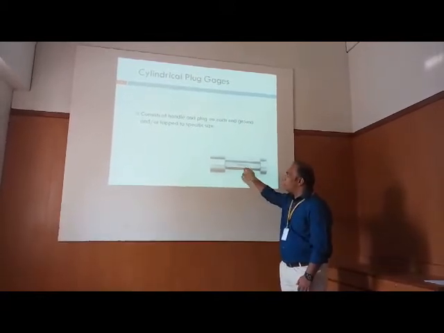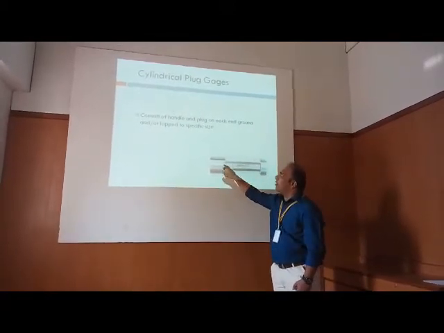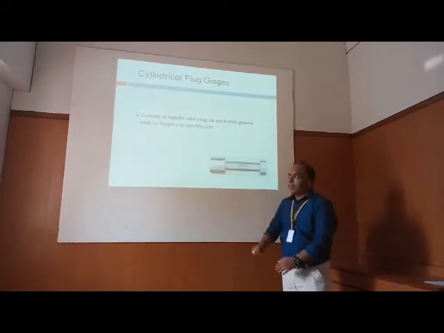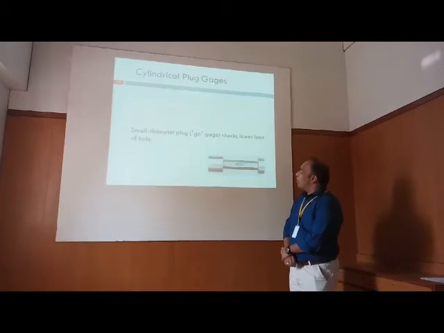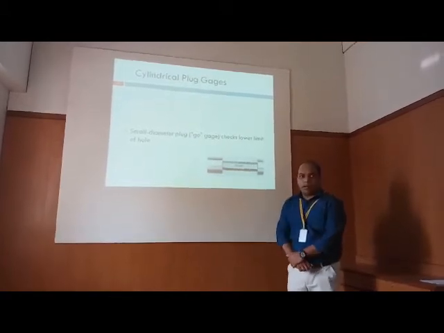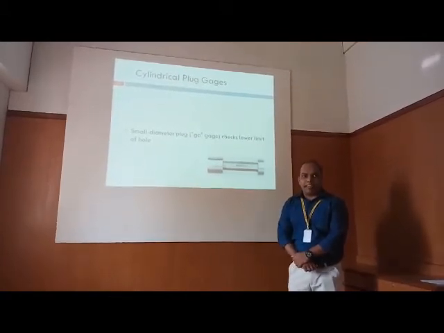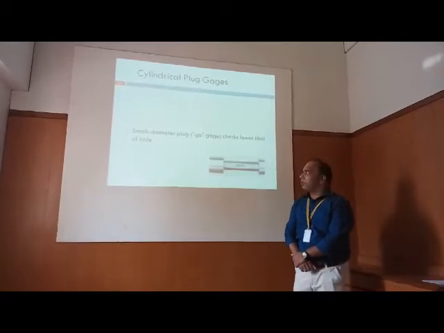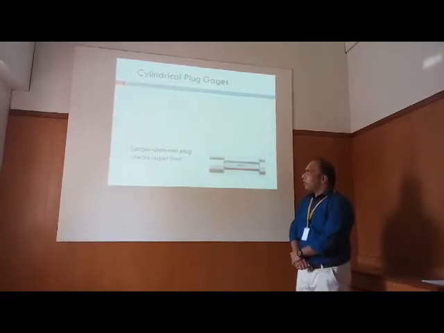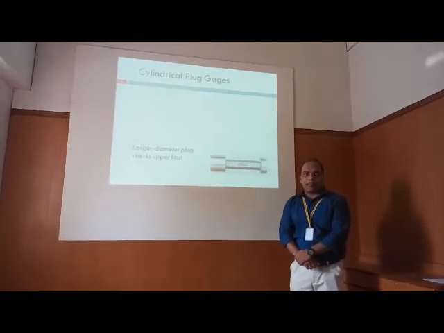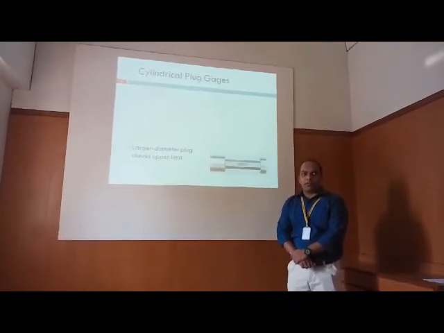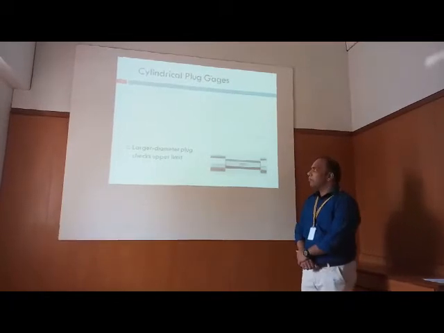This is the handle to be held, and these are the plugs on both sides. The small diameter plug is the go gauge. It checks for the lower limit of the hole. That means the gauge will be inserted inside the component. The larger diameter plug checks the upper limit. That means it does not pass through the hole, which shows it is of no-go type.